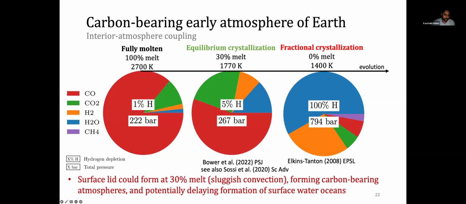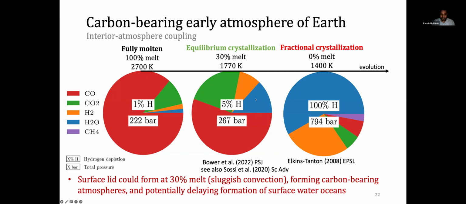In this figure, what you see is mostly carbon monoxide, and then there is also some carbon dioxide. The total pressure is given here. And this 1% H means that only about 1% of hydrogen is in the atmosphere, given its total budget; 99% is in the interior. As the magma ocean crystallizes, you get more and more hydrogen in the atmosphere, and that's why this blue region, which is water, or steam rather, is increasing here.